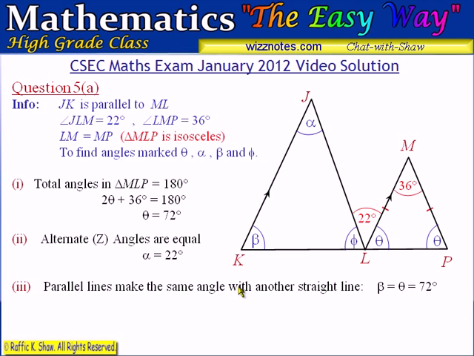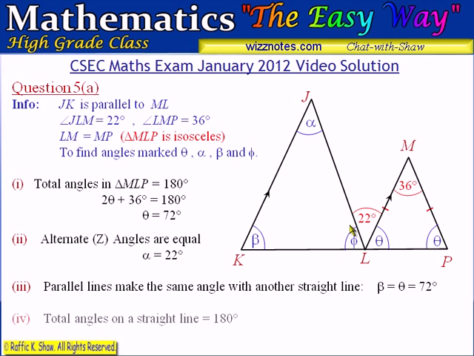Parallel lines make the same angle with another straight line. So this is a straight line and these are parallel lines, so the parallel lines make the same angle with that straight line. So this angle is equal to this one, and we know this one is 72 degrees. So therefore beta is 72 degrees.